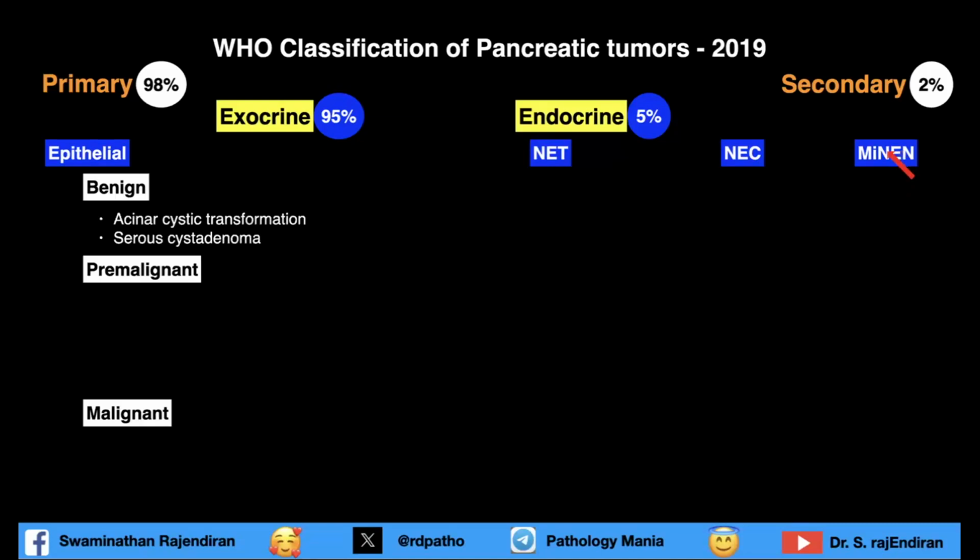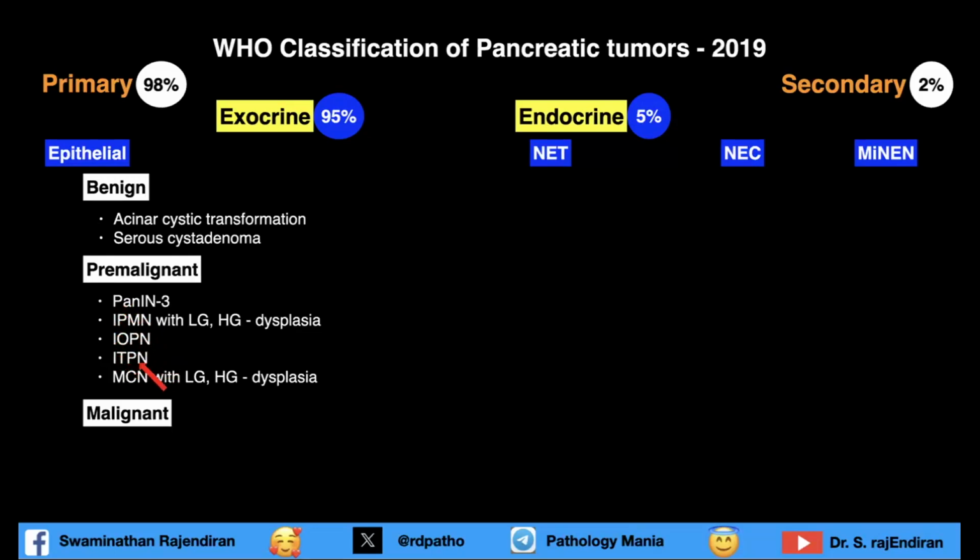In the benign tumors, we have acinar cystic transformation and serous cystadenoma. In the pre-malignant, we already talked about PANIN. PANIN grade 3 is considered pre-malignant, now reclassified as high-grade PANIN. IPMN with low and high-grade dysplasia. IPMN is intraductal papillary mucinous neoplasm. Here, intraductal oncocytic papillary neoplasm and intraductal tubulopapillary neoplasm.